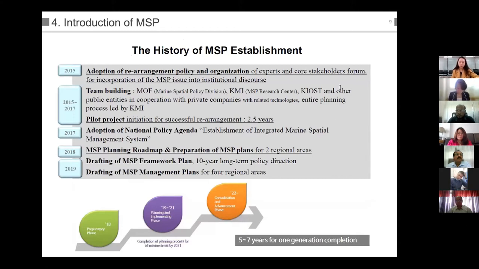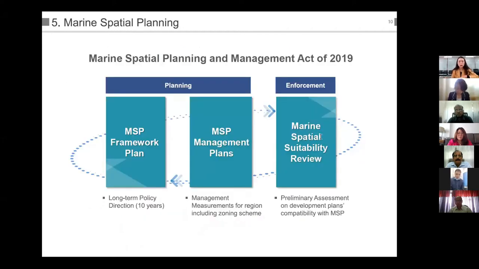In order to adopt this MSP in Korea, we started the basic research since 2015. So the Ministry of Ocean and Fisheries and KMI, we created a TF team to do the research. And during that time, we did a pilot project that was targeting the Gyeonggi area. And through that pilot project, we came up with a great result and had this project adopted as a national policy agenda.